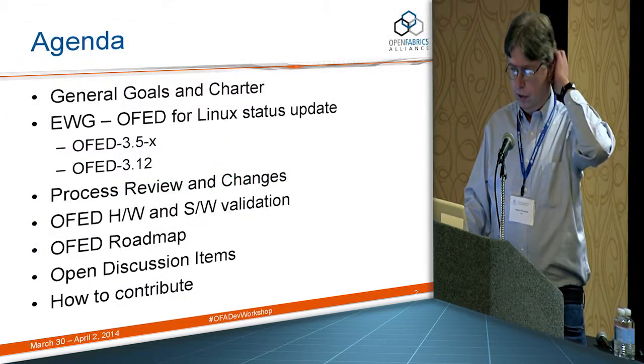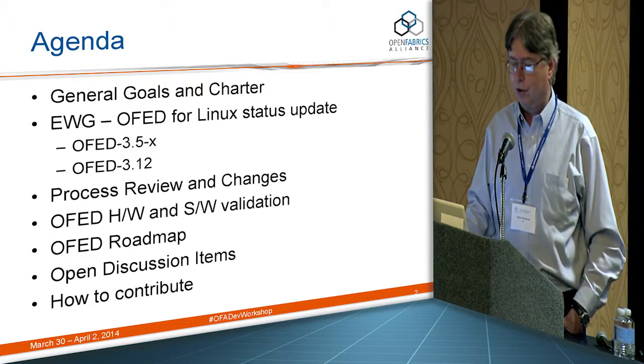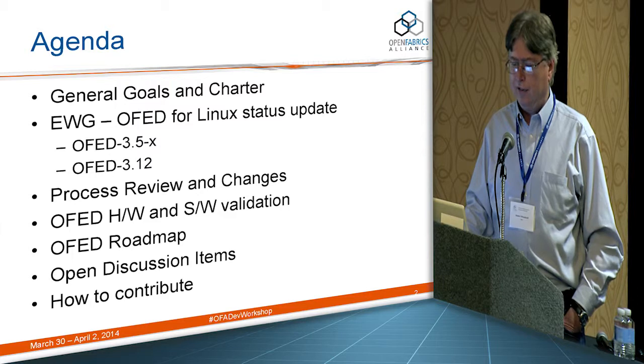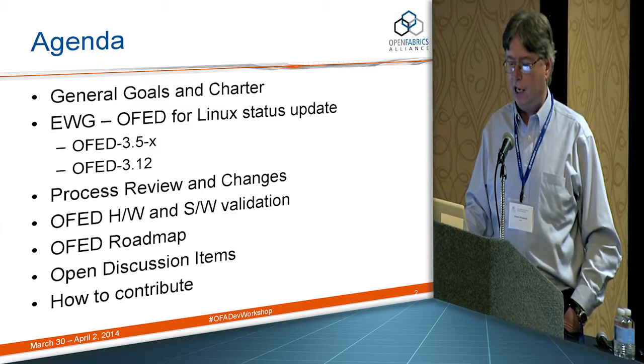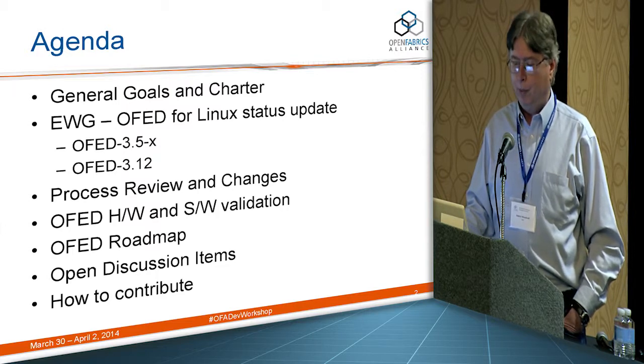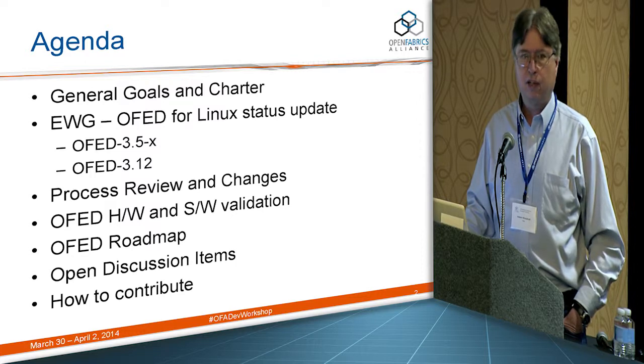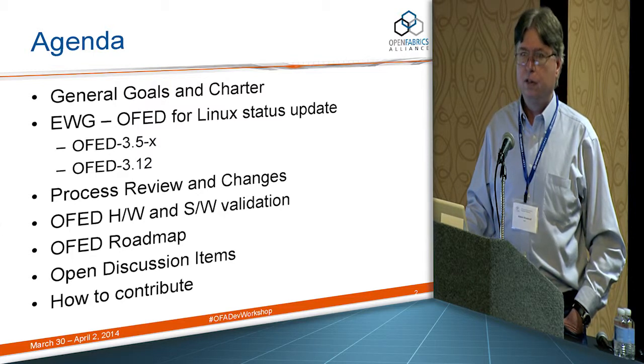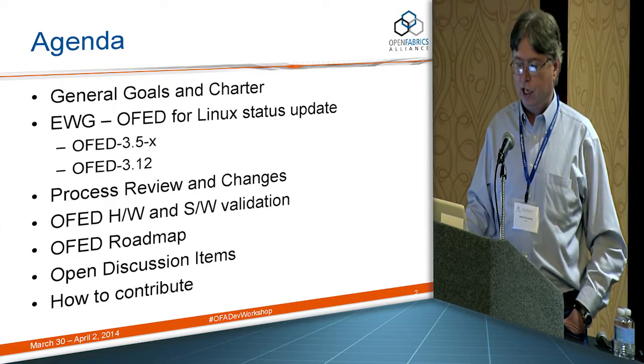So as far as the agenda, we'll briefly review the charter of the work group, and then give a status update of what we accomplished over the last year and the things that we're working on at the moment. Then a brief review of our process and possible changes that we're thinking about. We typically do this every year to look at how we're working and whether there is anything we should change to make things better. Then we'll talk about the process that we use for validation and testing of the OpenFabrics software. We rely a lot on Rupert's folks in the interop lab, which has a whole host of equipment from all the different vendors, and we'll talk about how that's utilized.